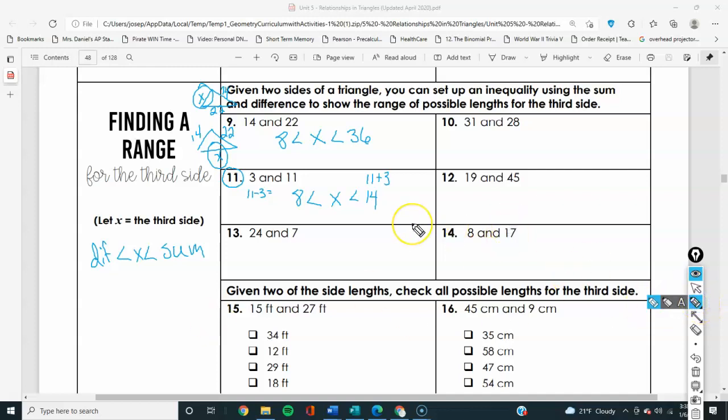Alright, let's see one more. Look at 13. So I subtract them, right? 24 minus 7 is 17. X has to be greater than 17. Then I add them. 24 plus 7 is 31. Boom. Subtract them for the lower number, add them for the bigger number.